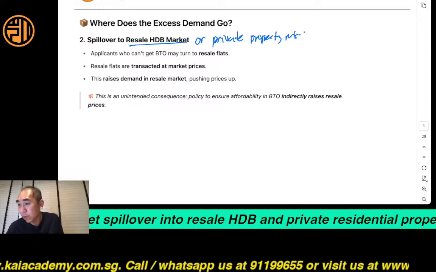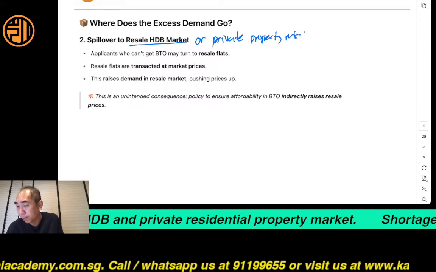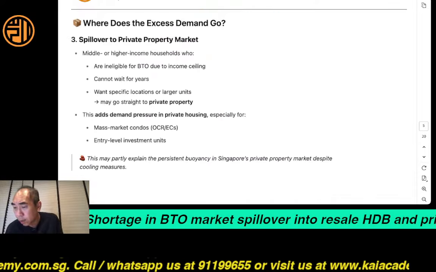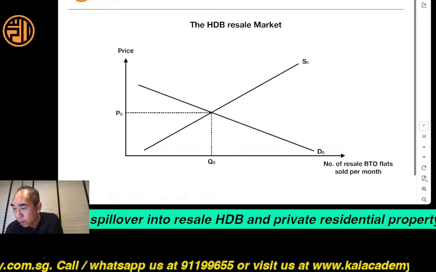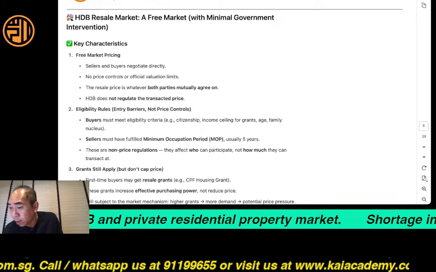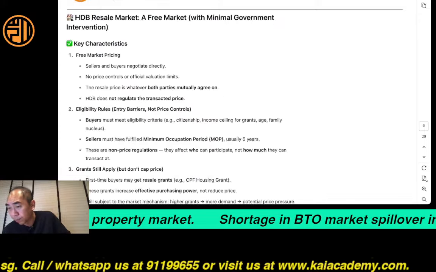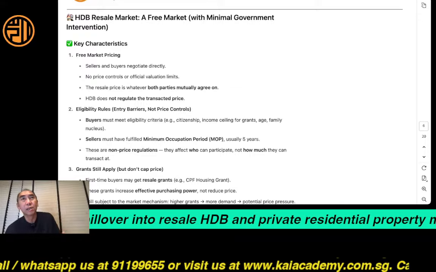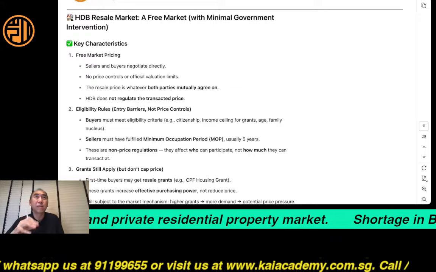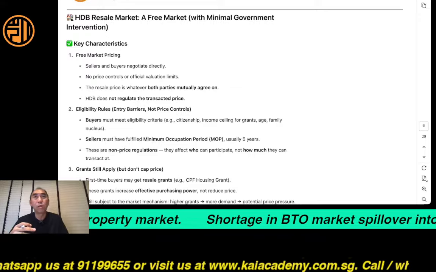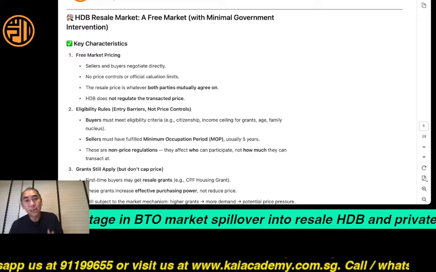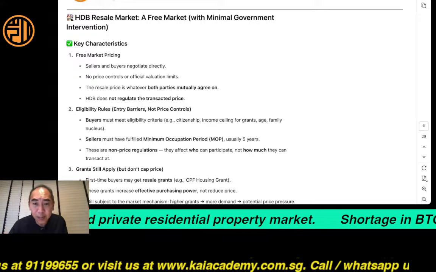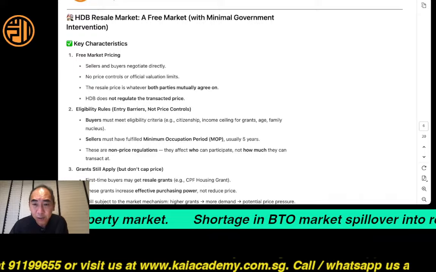All right, so let's look at what the resale flat market is. How does it function? In the resale flat market, the pricing is determined purely by market forces. So demand and supply determine market prices, in the sense that HDB doesn't actually step in to intervene by imposing any form of price control. However, that doesn't mean that the HDB does not intervene in the market. The HDB does in fact intervene in the resale market.